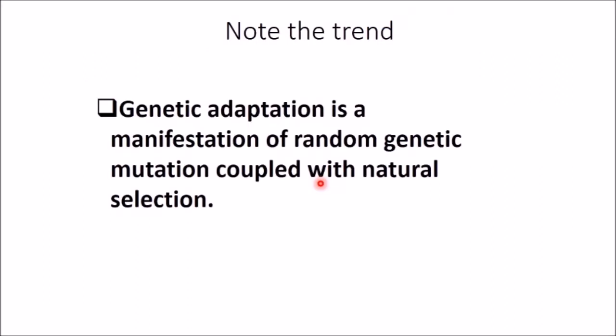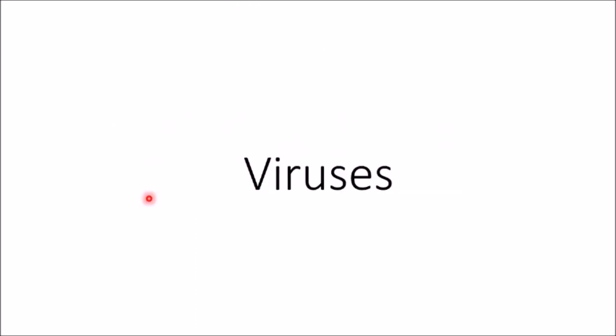Note the trend. Genetic adaptation is the manifestation of random genetic mutation coupled with natural selection. I don't like the word adapt because, yeah, the bacteria adapt, but they don't do it on purpose. It's absolutely random. They randomly mutate, and then due to the fact that they can survive better in the environment that they're in, they survive. And the ones that can't survive as well die. And so that's natural selection at work. And they don't do it on purpose. It's random. So we'll finish up with a conversation about viruses and then transposons, and then we'll be done for the day. Let's get into it.